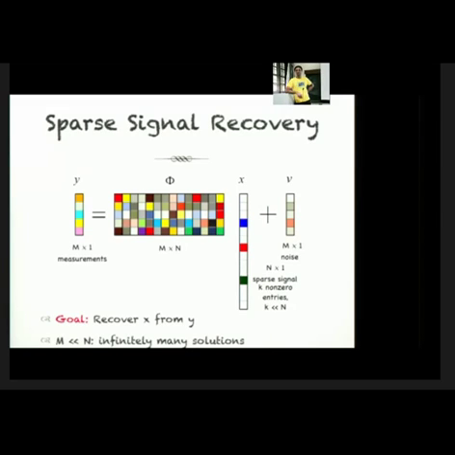Of course, this system of linear equations could have no solution, which is the case when rows in the phi matrix are dependent on each other. So for example, if the first row and the second row are identical, then you would expect that the first entry and the second entry of y must be identical.